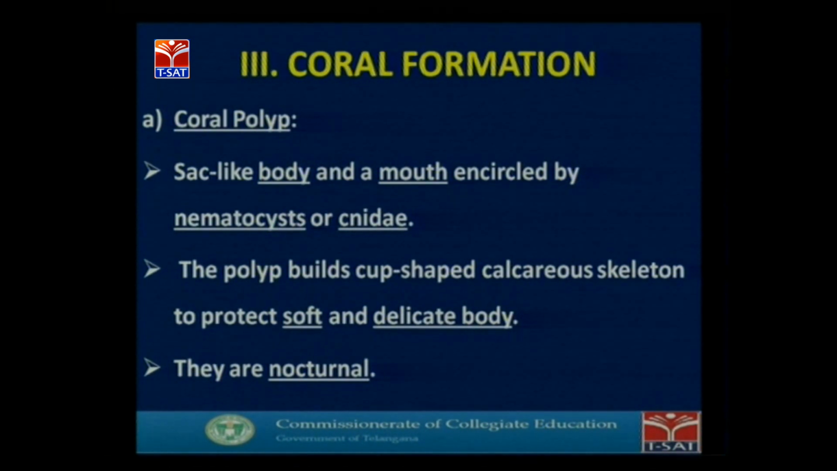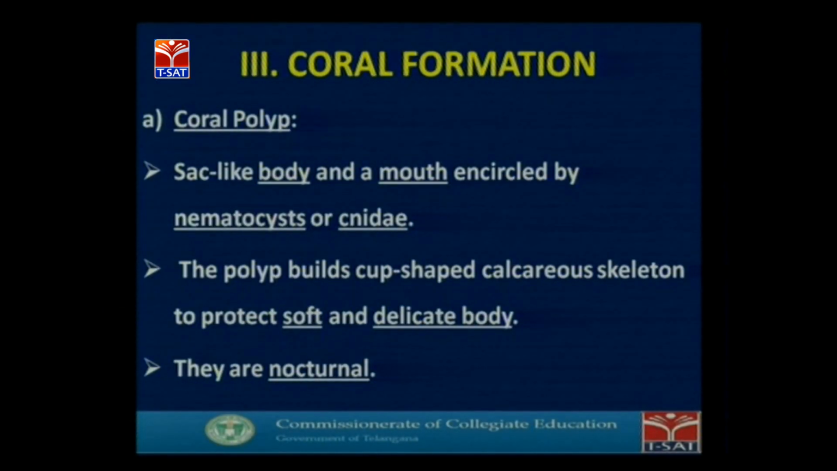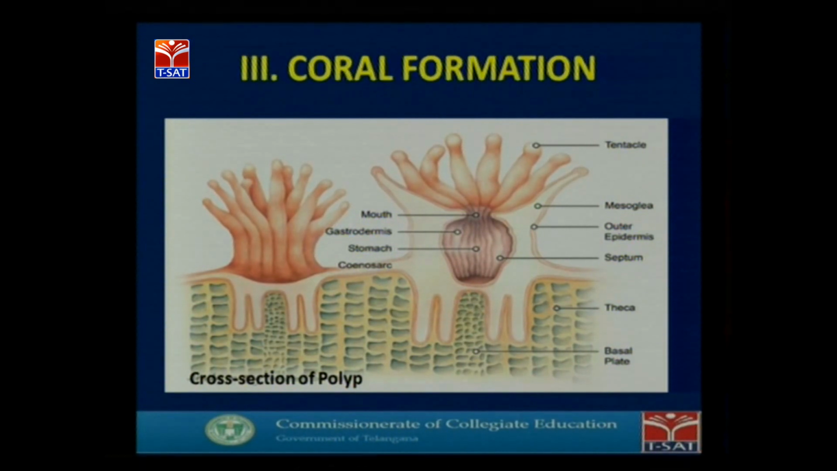and the coral polyps exhibit a sac-like body and a mouth that is encircled by tentacles bearing stinging cells called nematocysts or cnidae. The polyp builds a cup-shaped calcareous skeleton to protect its soft and delicate body. They are nocturnal forms, so in order to hide during daytime, they construct these cup-shaped skeletons which are made up of calcium carbonate. And in this image we can see the different parts of the polyp. Here we can see the mouth, and these are the tentacles, and these are the other structural details of the coral polyp.